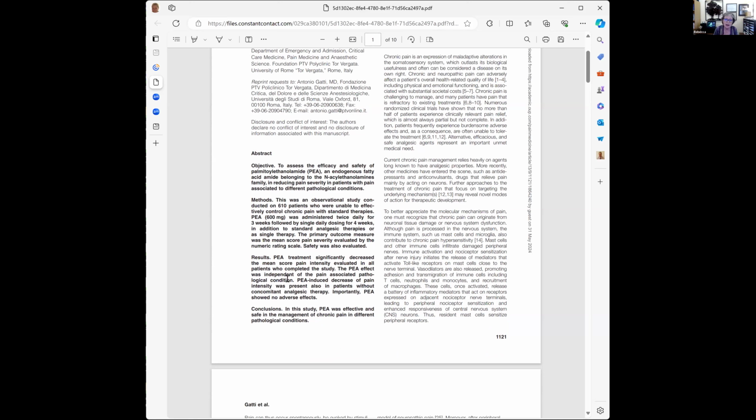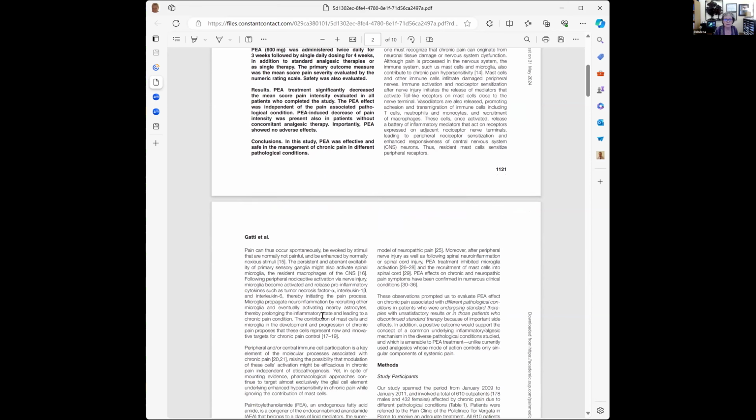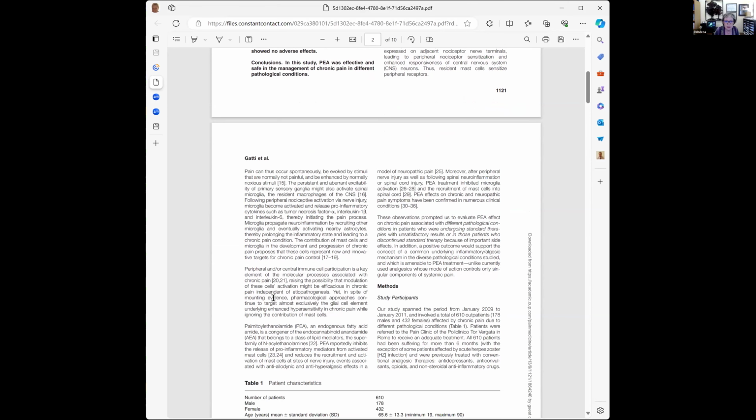Importantly, PEA showed no adverse effects. Wahoo. Because what medication out there for pain doesn't have concerning adverse effects? Conclusions: in this study, PEA was effective and safe in the management of chronic pain in different pathological conditions. And I want to just go down here.